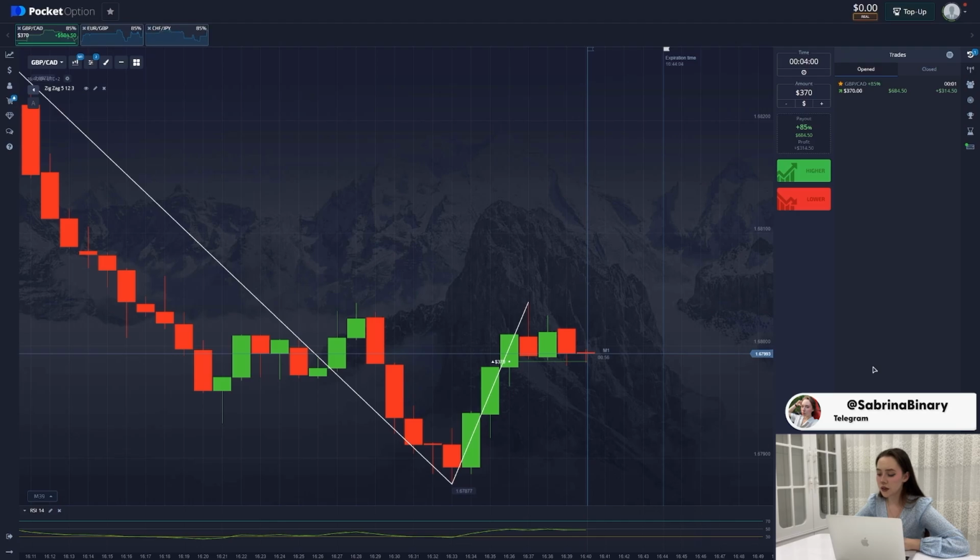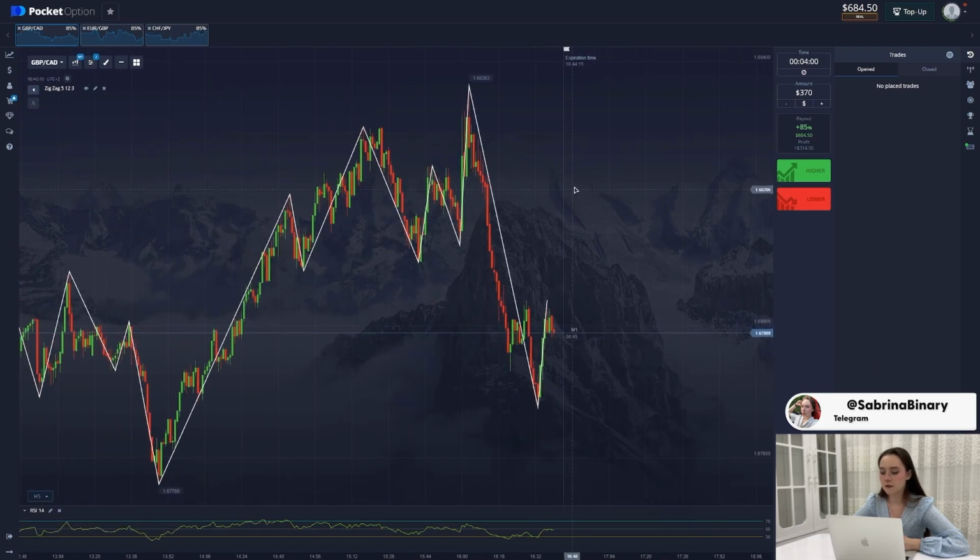And still nothing prevented our deal from closing in plus, just a great deal. Although quite tense, profit was $314. Can you imagine it? Now our balance is already $684.50. So I immediately increased the amount of the deal and reduced the time frame. And let's come to the last currency pair for today.